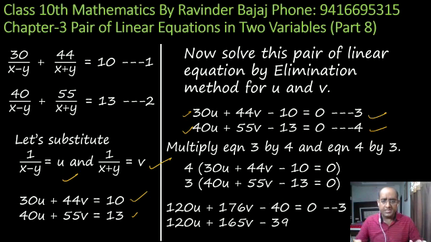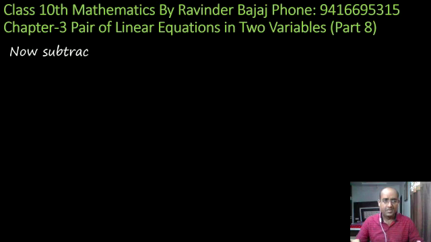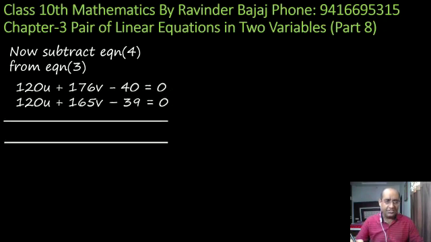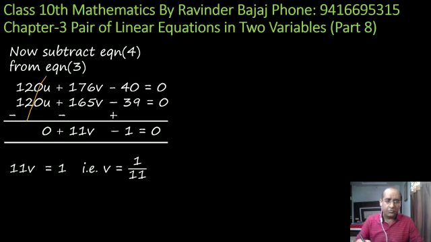See, 120u + 176v - 40 = 0, and 120u + 165v - 39 = 0. These are two equations. Now we will subtract equation number 4 from equation number 3. This is equation number 3, this is equation number 4. Sign change. Now 120u minus 120u would be cancelled, and 176 minus 165 is 11v. 40 minus 39 is 1. So 11v = 1, v = 1/11. So this is the value of v.